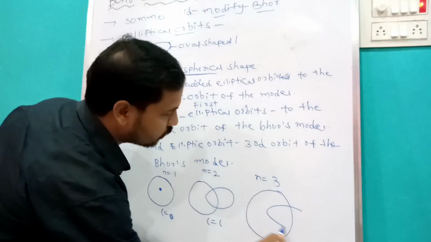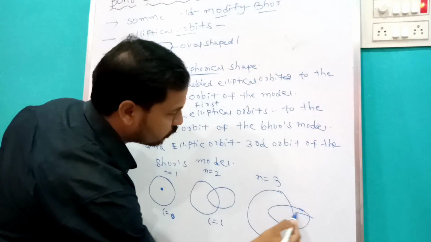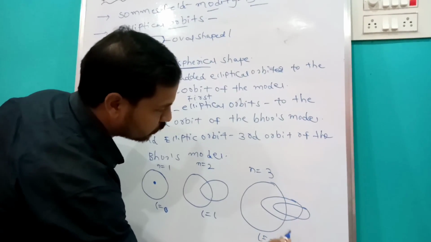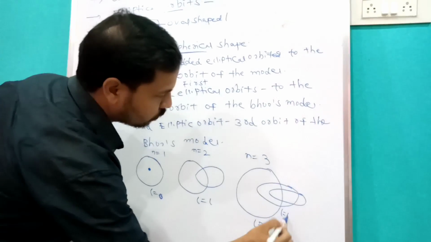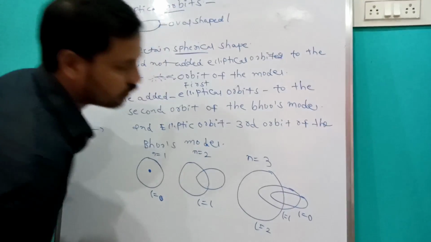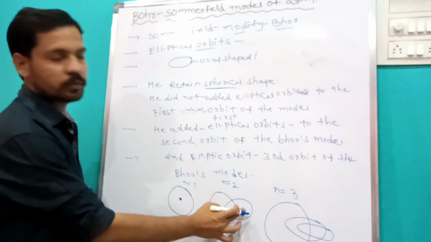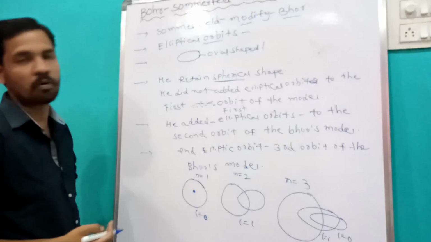So here L is equal to 2, L is equal to 1, and L is equal to 0, like this. So these are called the elliptic orbits.